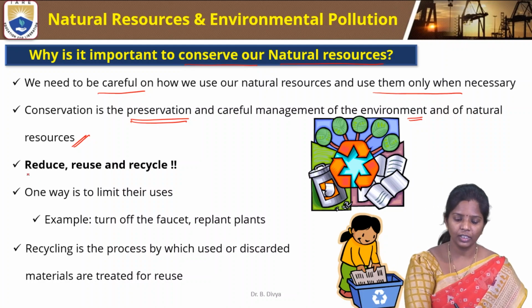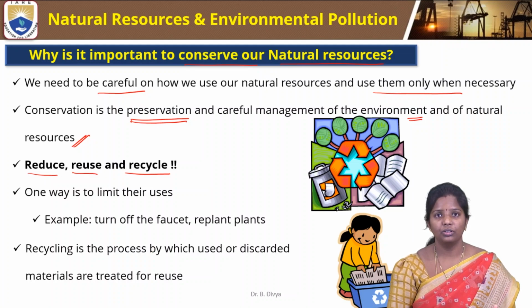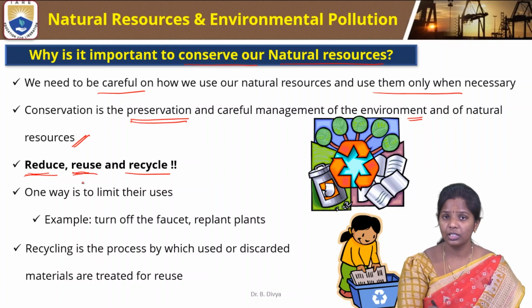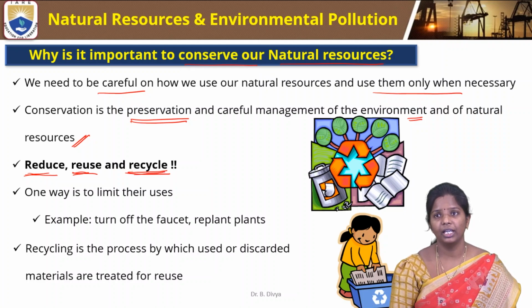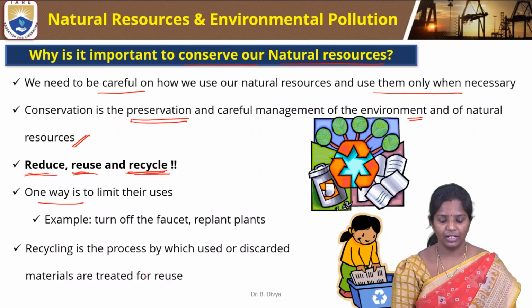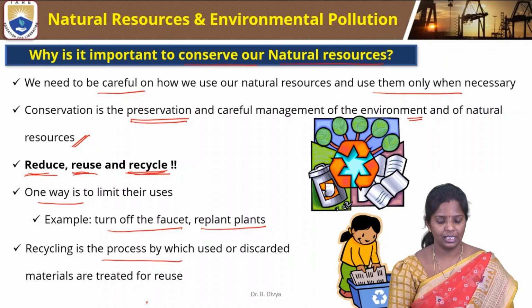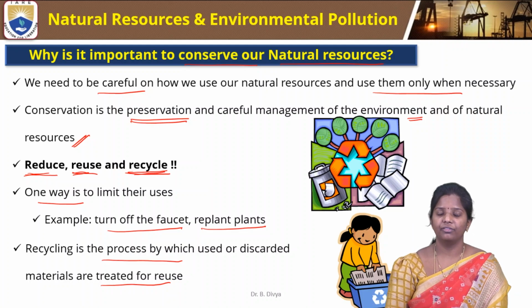So what can we do? Reduce, reuse, and recycle. These are the three notions that we have to take care of. We should always think about how we can reduce the use of a resource, how we can reuse it if it is in use, and again recycle it. For example, if we are using some resource, we should be able to recycle it so that we can use it again and again. One way is to limit their use, for example, turning off the faucet or replanting the plants. These are different ways we can limit our use of resources available in nature. Recycling is a process wherein used or discarded materials are treated for reuse. So we can reuse them for some other purpose or for the same purpose if we are able to recycle that particular resource and convert it to a material.